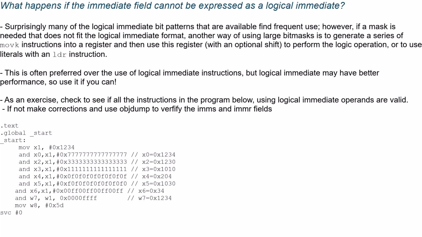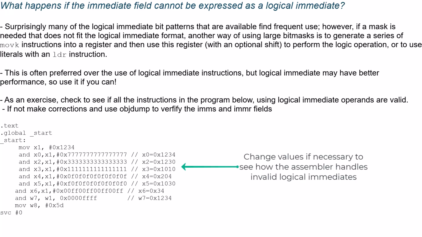As an exercise, you should run this program. Make sure that it assembles correctly. It will not assemble correctly if you have values that can't be expressed. So this is something you could try. And then also you can do objdump. After running objdump, you can verify that the IMMR field and the IMMS field, as well as the N field, are what you expect them to be.